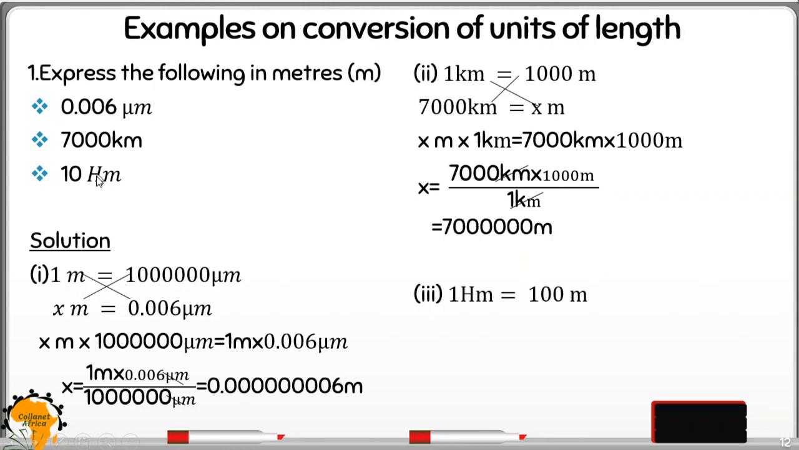Then finally we go to 10 hectometers. Again, we start by writing the equivalent, which is 1 hectometer is equivalent to 100 meters. Then you write 10 hectometers. Your x is on this side, remember. The units that are similar should be on one side. Then cross multiply, and after cross multiplication, cancel the units that are similar so that you are left with what you want. So finally you multiply 10 by 100, you get 1,000 meters.